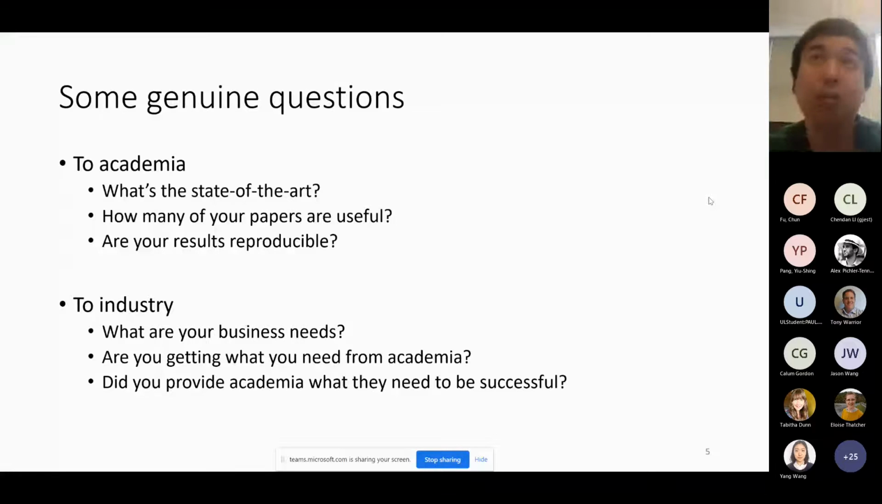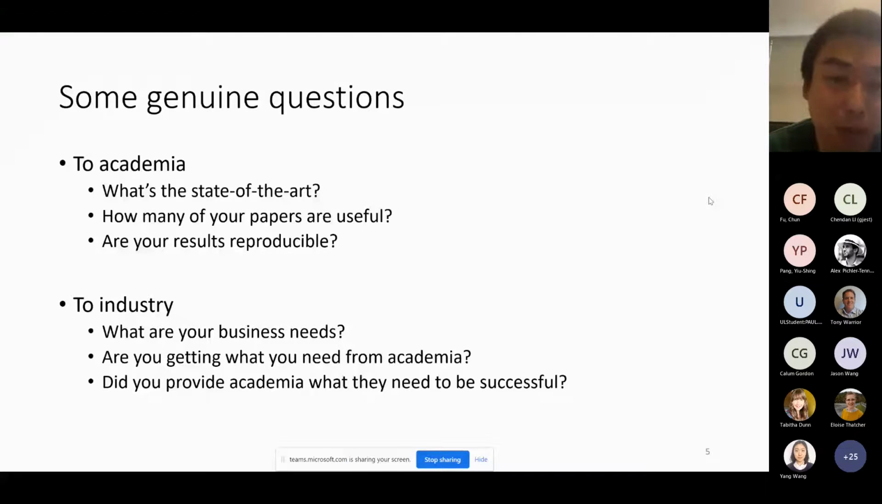And then the next question is, did you provide academia what they need to be successful? So for example, if you say, oh, I need students, I need high quality viable candidates for my job, did you provide academia what they need to produce those students? Okay, so some companies say, oh, I don't really care, you do whatever with your university programs, and then we'll just look at your students. But there's a big gap between academia and industry.